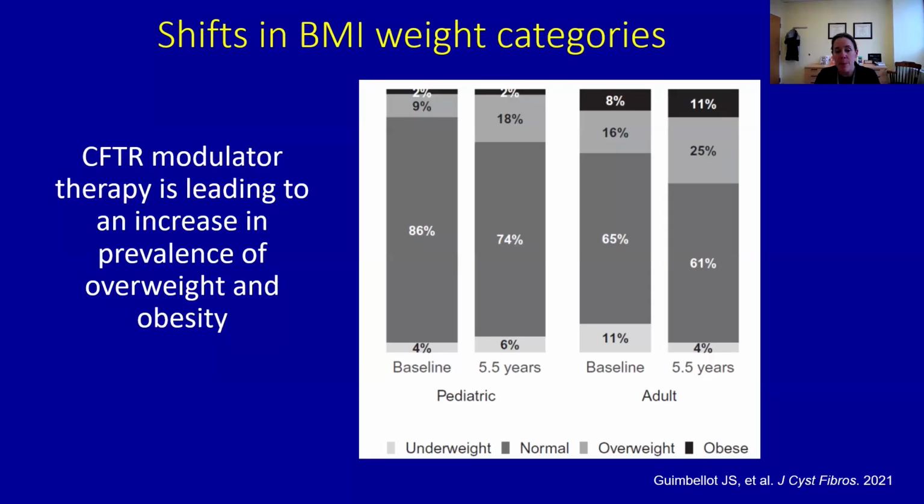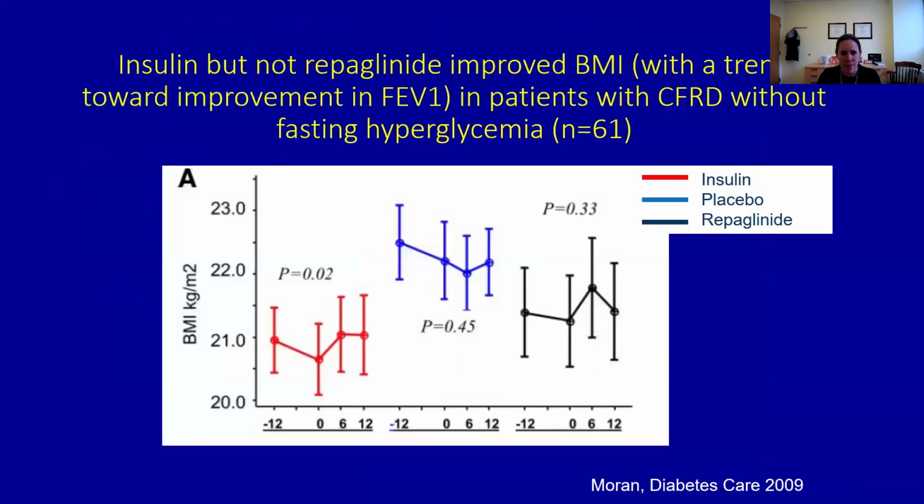Up here at the top are the overweight and obese. And you can see that, especially in adults, there was a significant increase from 24 to 36% of the population who were actually weighing too much instead of too little. And you can also see, especially in adults, far fewer were in the underweight category. And so this is changing things when it comes to type 2 medications in CF.